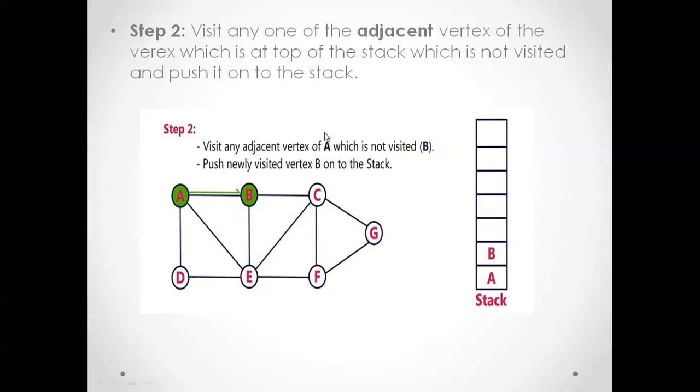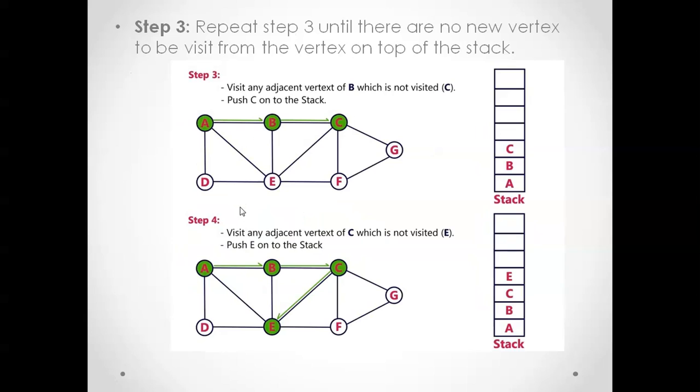After visiting B, what are the adjacent vertices we have here? One is C, another is E. Now choose any one, either C or E. Now in step number 3, repeat step 2 until there are no new vertices to be visited from the top of the stack.